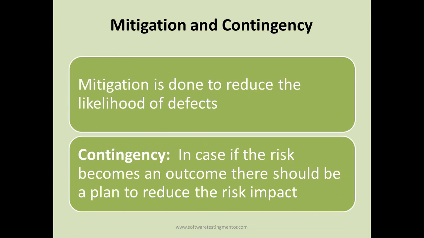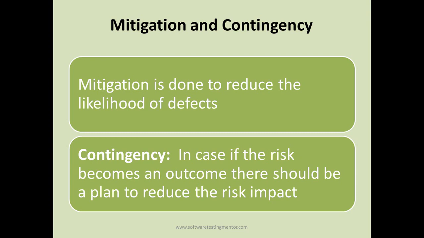Mitigation is done to reduce the likelihood of defects. So if you are reducing the likelihood of defects, that is known as mitigation. Then contingency: in case the risk becomes an outcome, there should be a plan to reduce the risk impact.